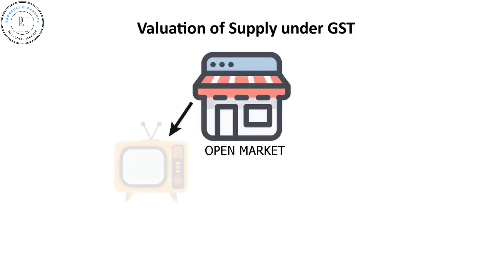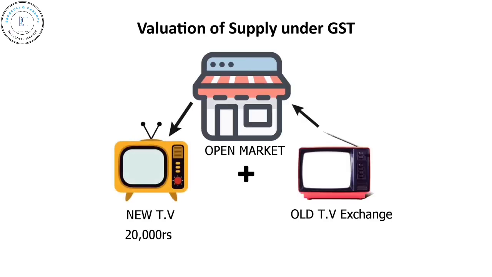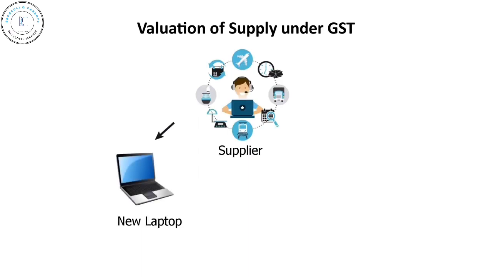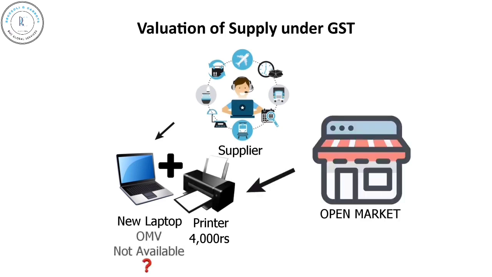Example 1. Where a new TV is supplied for 20,000 rupees along with the exchange of an old TV, and if the price of the new TV without exchange is 24,000 rupees, the open market value of the new TV is 24,000 rupees. Example 2. Where a laptop is supplied for 40,000 rupees along with a barter of a printer that is manufactured by the recipient, and the value of the printer known at the time of supply is 4,000 rupees, but the open market value of the laptop is not known. The value of the supply of laptop is 44,000 rupees.